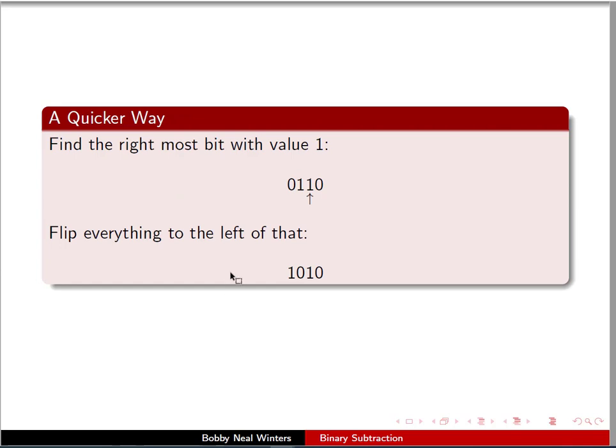Now, the thing about this operation is that it's a toggle. Okay. I can look at this number, find the rightmost one. Got it. Toggle everything to the left of that, and we're back to where we started. Okay. So when I think about obtaining my 2's complement in this way, it's very easy to get back to what this number is the negative of. Okay.